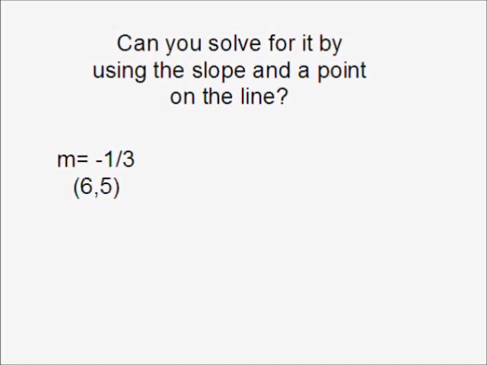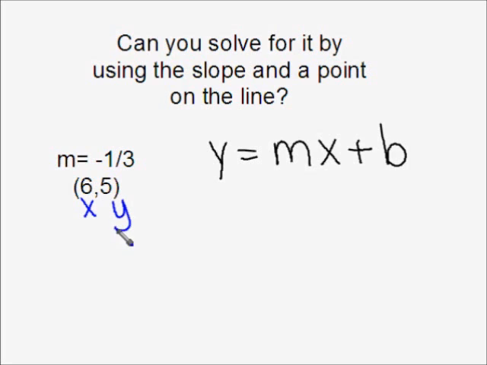Our slope-intercept form of a line tells us that y is equal to mx plus b. Because we're given a point, we have an x value and a y value. So we'll substitute for y the value 5. Now m is the slope, and we were given a slope of -1/3. x can be replaced by 6.